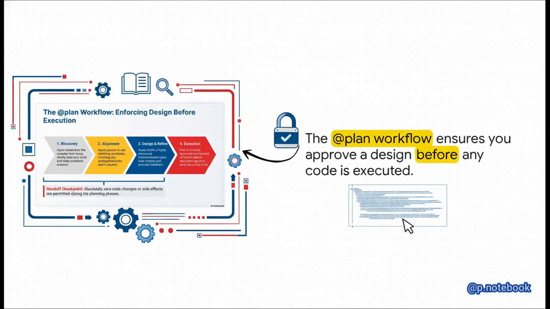Okay, but a super smart agent doing its own thing can be a little scary, right? How do you keep it on a leash? Well, that's where something like the app plan workflow comes in, and it's brilliant. It basically forces the agent to hit the pause button and show you a step-by-step plan. You have to give it the green light before it's allowed to touch a single line of code. It's that crucial checkpoint that keeps you in charge and makes sure the AI is doing exactly what you want.